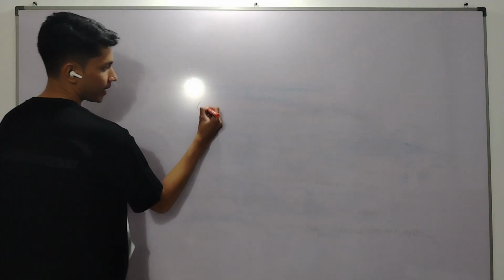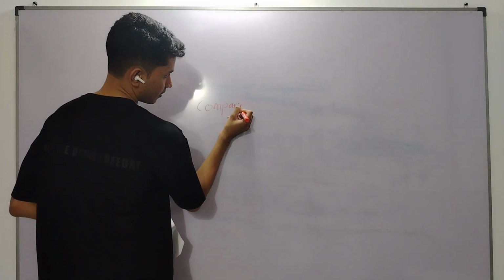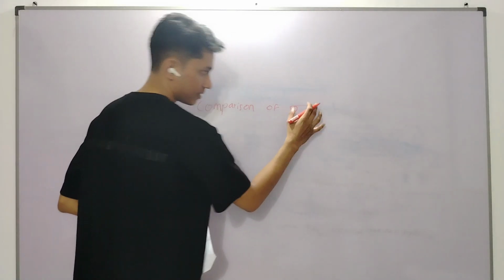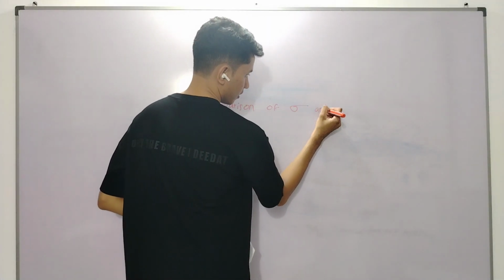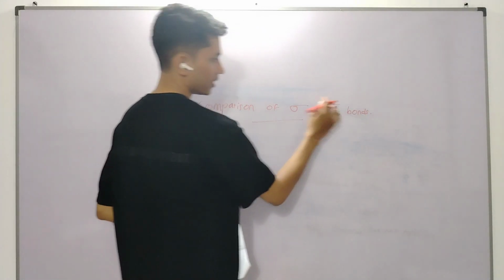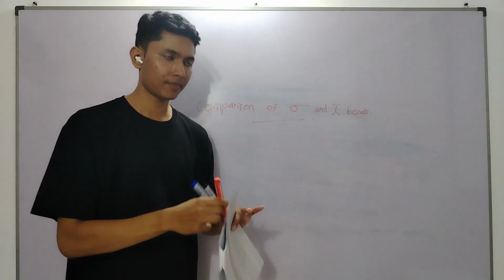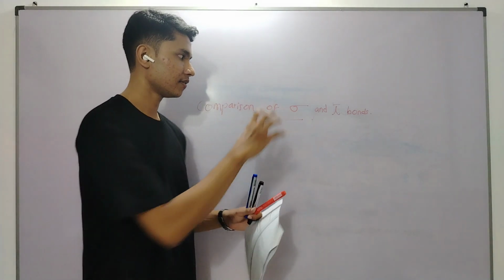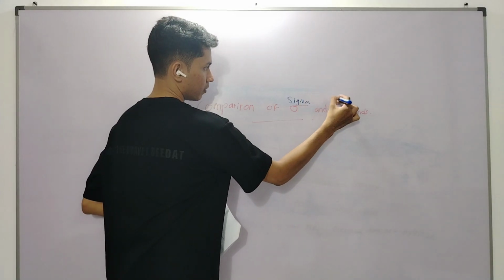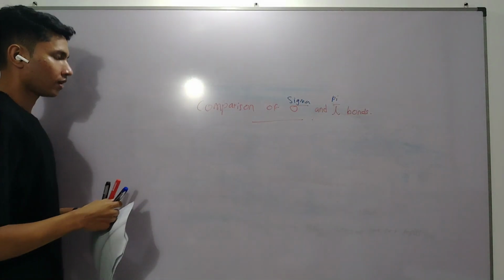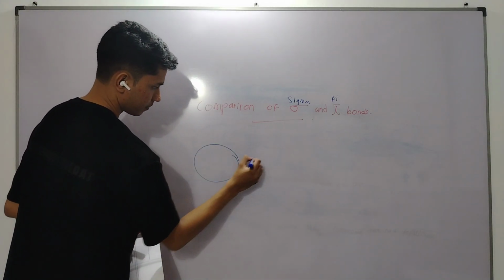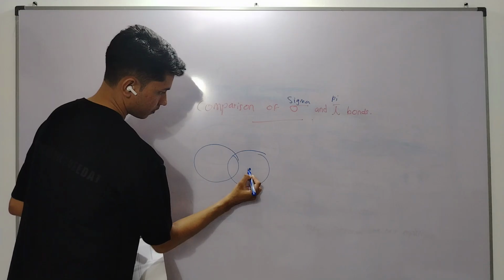Next topic: comparison of sigma bonds, this is the sigma sign, and pi bonds. You can write it in words or like this, but in the exam you have to write the words. Here sigma bond, here pi bonds. Now I'll take two examples.